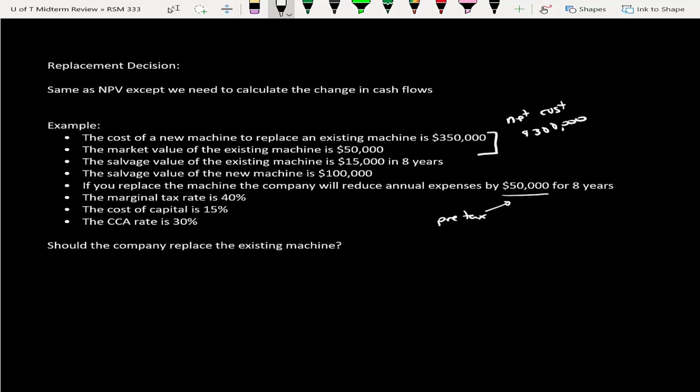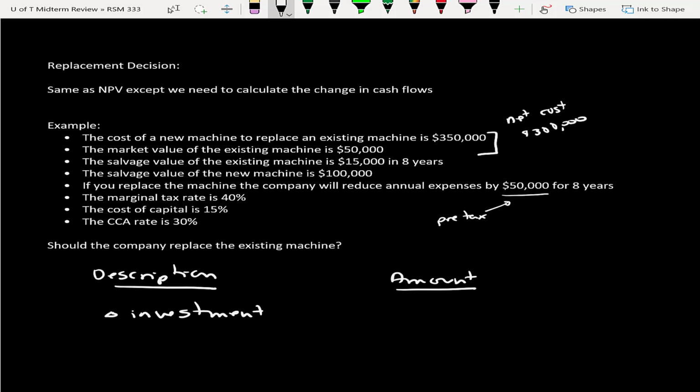So what we will do is treat it like a regular NPV question. I'm going to write the description of the thing we're looking at. The first description will be the change in investment, which is like the cost in a normal NPV question. This one is given. The change in investment is $300,000. It's going to cost us $350,000 to buy the machine, but we can trade in the existing one for $50,000, so it's costing us really negative $300,000.